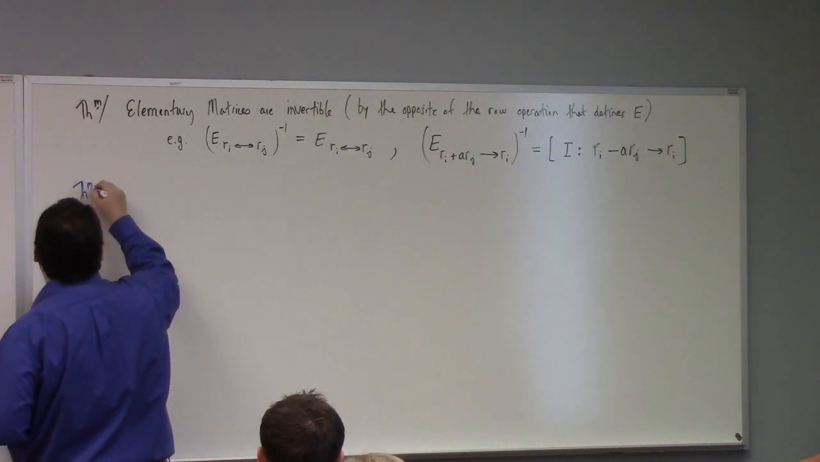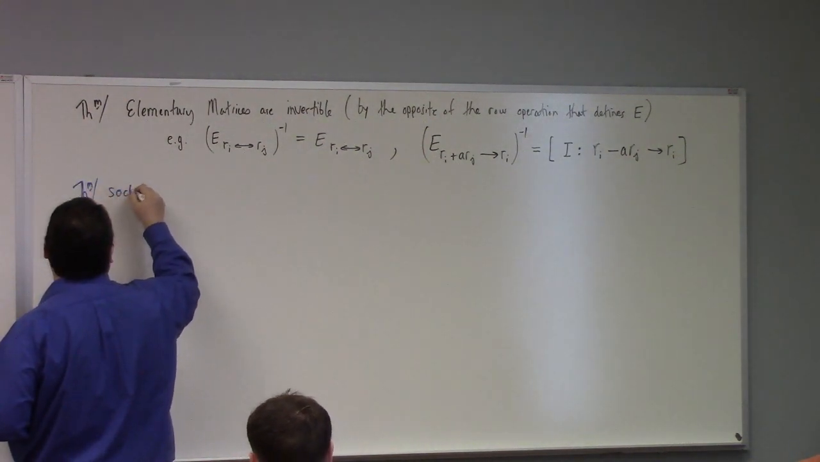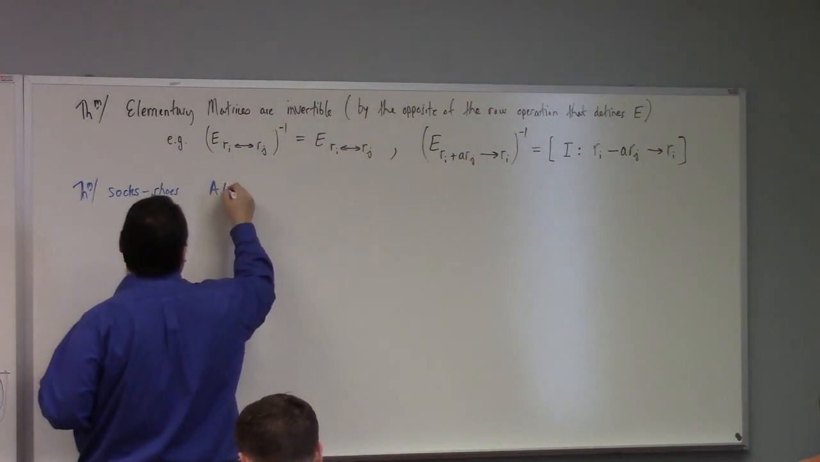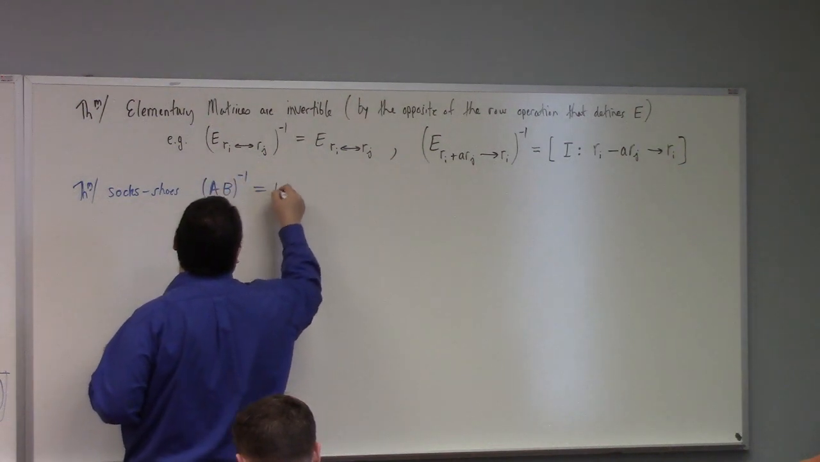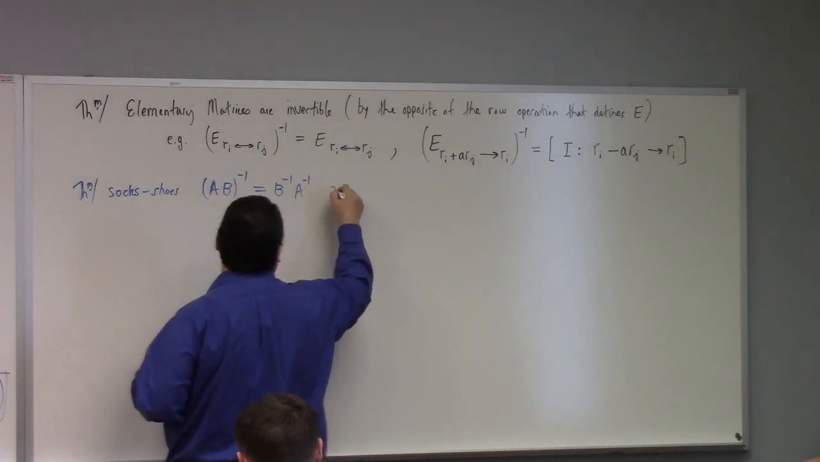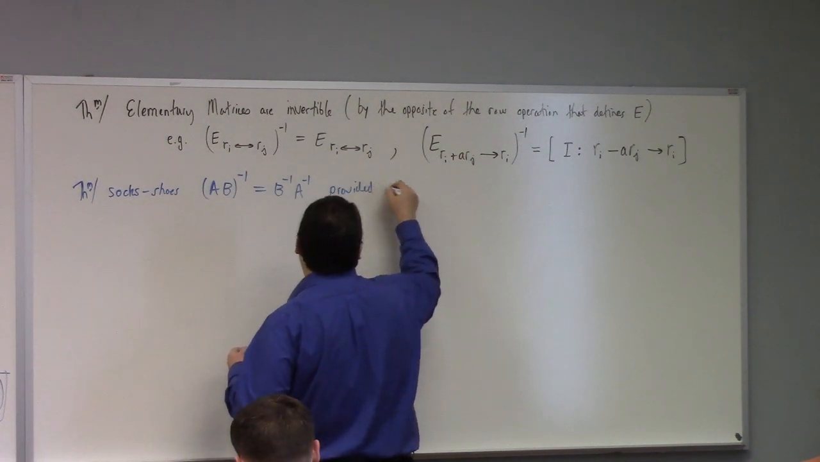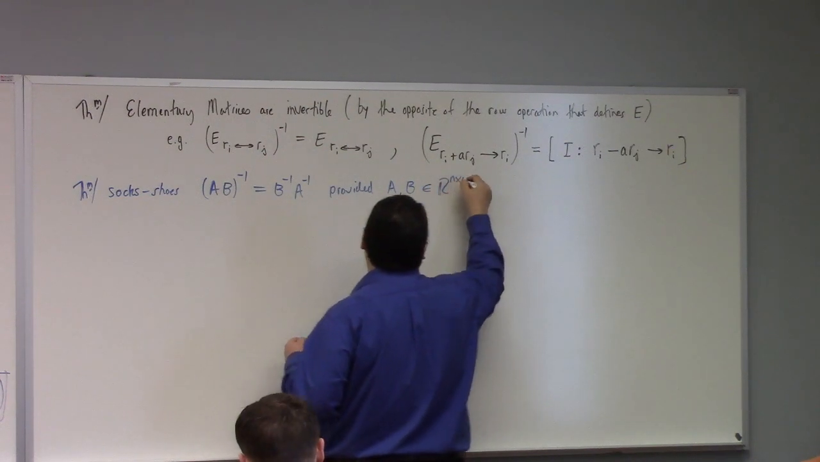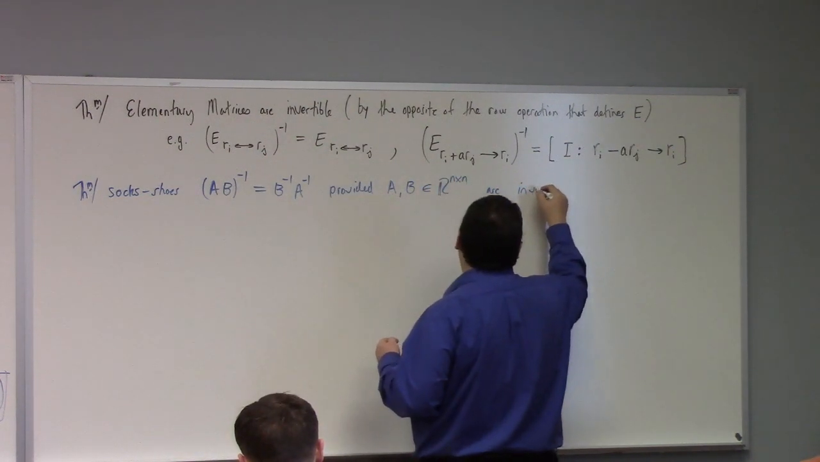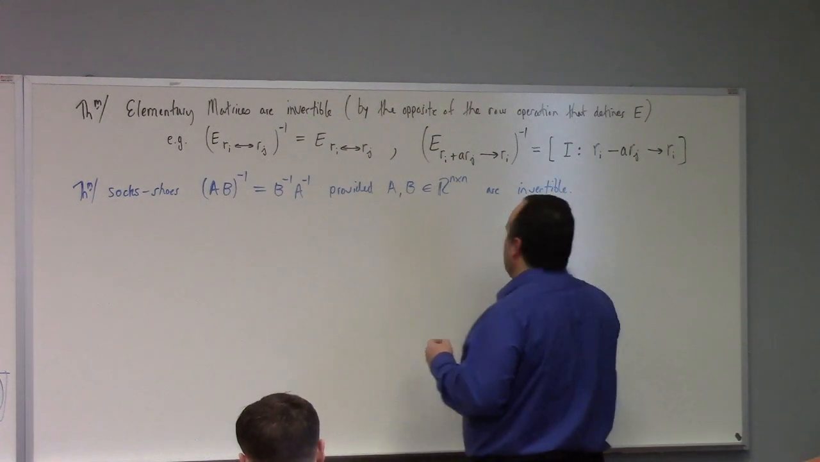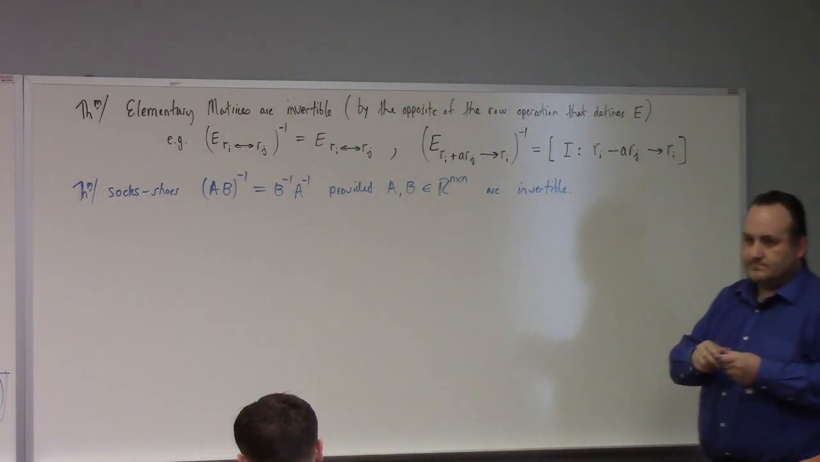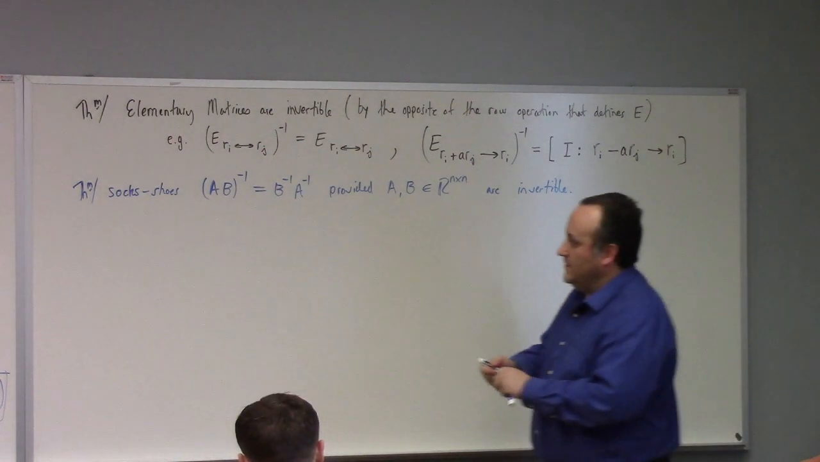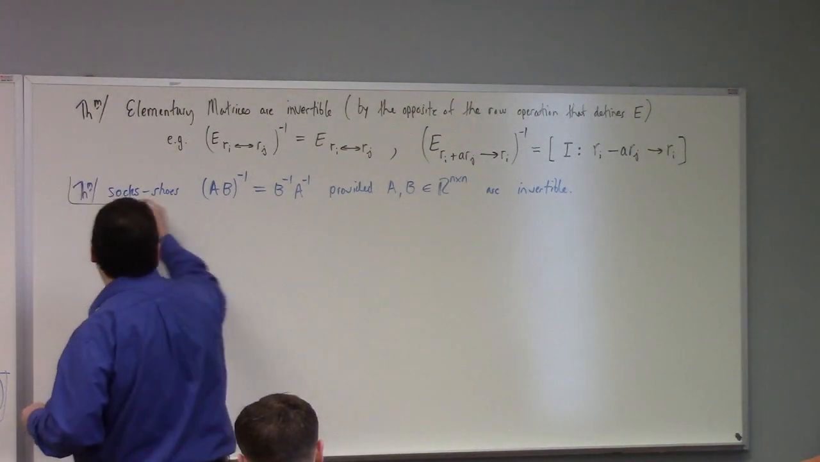The next theorem that I'll share with you guys is the sock shoes theorem. So sock shoes says that the inverse of AB is equal to B inverse A inverse, provided A and B in R n by n are invertible. So this is reminiscent of the similar formula for the what? For the transposition, right? The proof of this is really short.